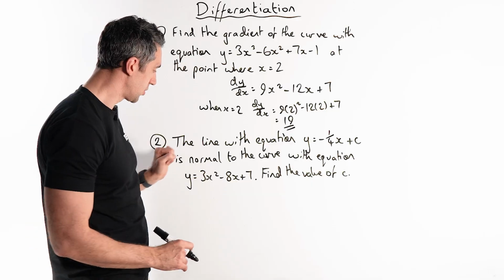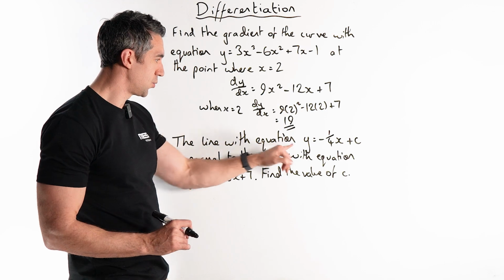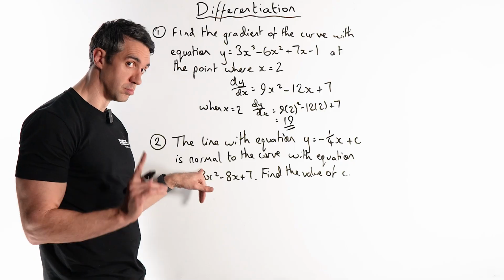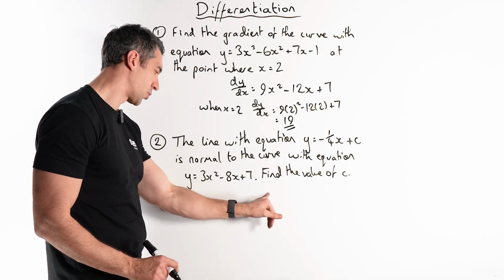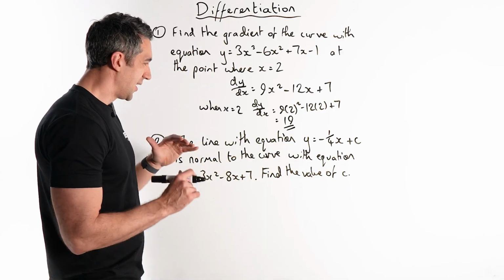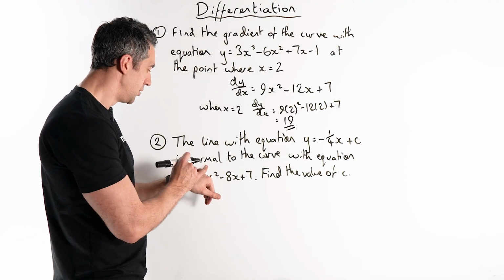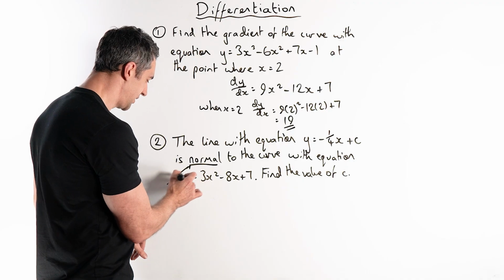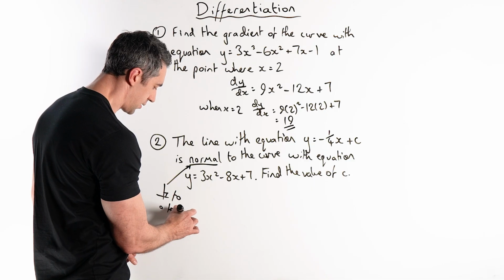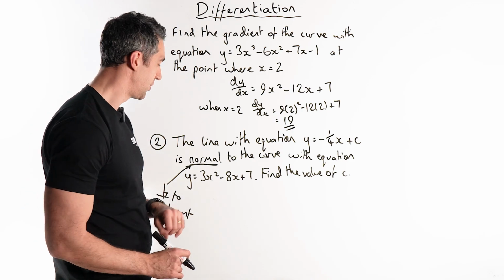Fine, fairly straightforward, used to doing that. So we're going to have a look at another one, question 2, where there's a really important difference we need to make sure we understand. So the line with equation y equals minus a quarter x plus c, this is a straight line, is normal to the curve with equation, and then we've got another quadratic this time. We would like to find the value of c. So again, we have to make the connection we're talking about gradients because we have this normal here. If you remember, a normal is perpendicular, so 90 degrees to a tangent.